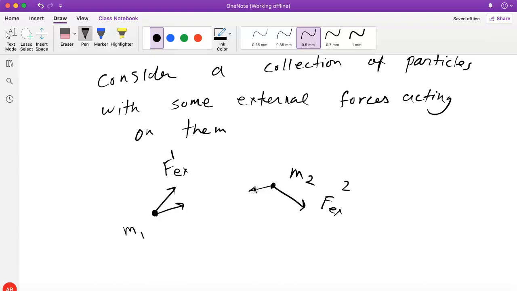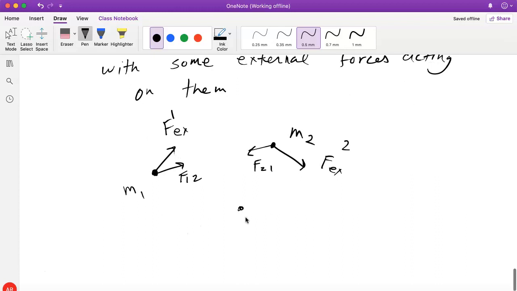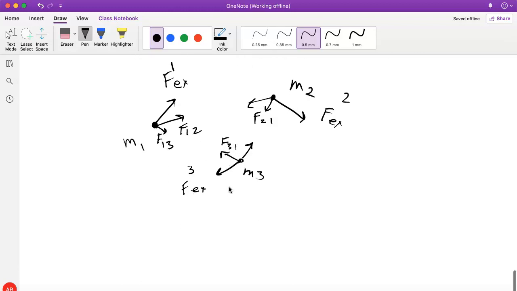These come, according to Newton's third law, in pairs, opposite direction, equal magnitude. So let's call this F12, call this F21, for example. And then we can have other particles. Let's just, for the sake of argument, say we have another one, M3. There's some other force acting on it, and it similarly has interaction forces with the other particles: F13, F31, etc. Notice that all the interaction forces come in pairs.